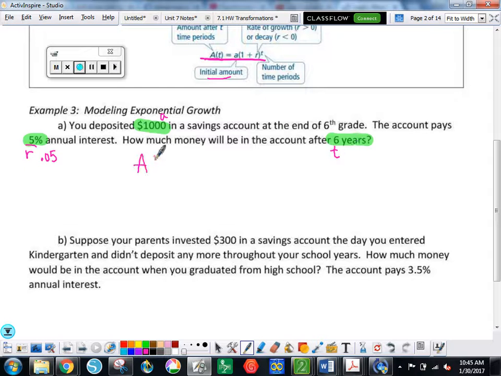If I want to know how much I will have after 6 years, I plug in the starting amount times 1 plus, now do you have to write it like that, or could you put 1.05? You could just put 1.05. Plug that into your calculator, what can you get?